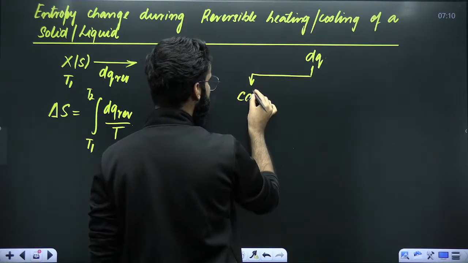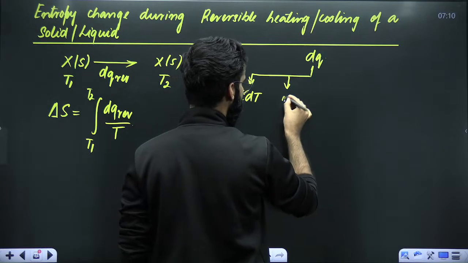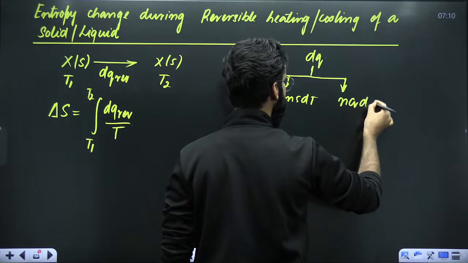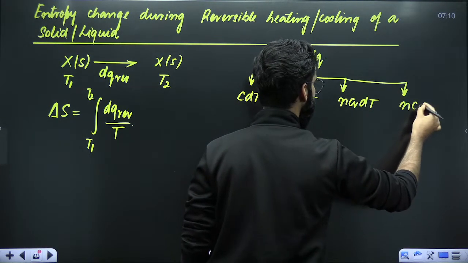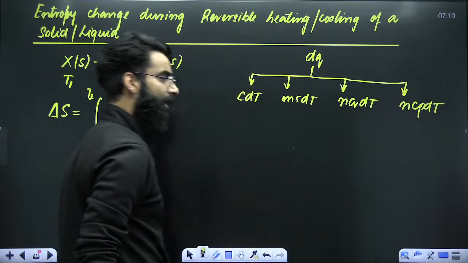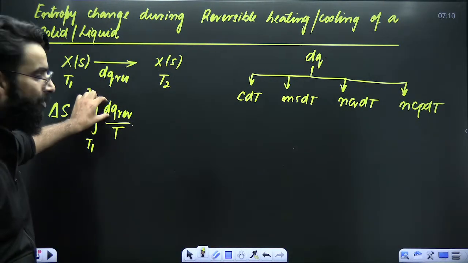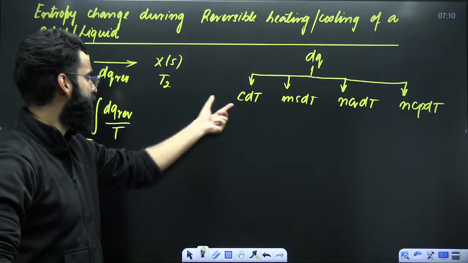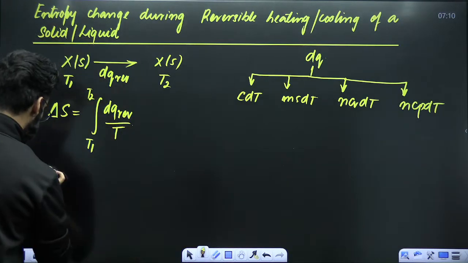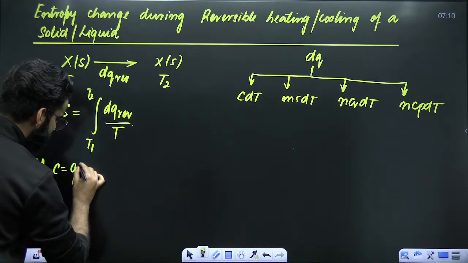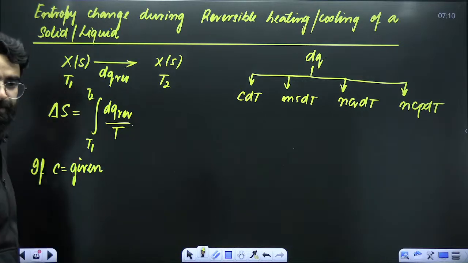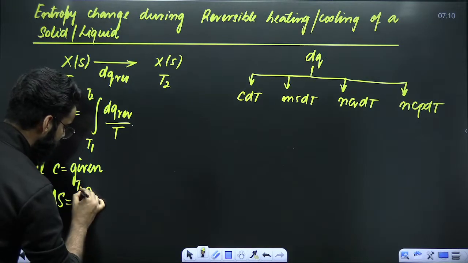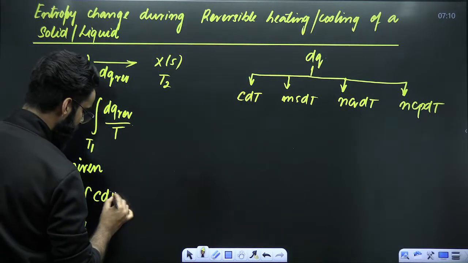If heat capacity is given, then dq is equal to C dT. If specific heat capacity is given, then dq is equal to m s dT. If Cv is given, then it's n Cv dT. If Cp is given, then dq is equal to n Cp dT. Now, as per the question, you just have to place the value of dq. If the heat capacity of the substance is given, then delta S for the substance has to be equal to integral from T1 to T2 of C dT divided by T.